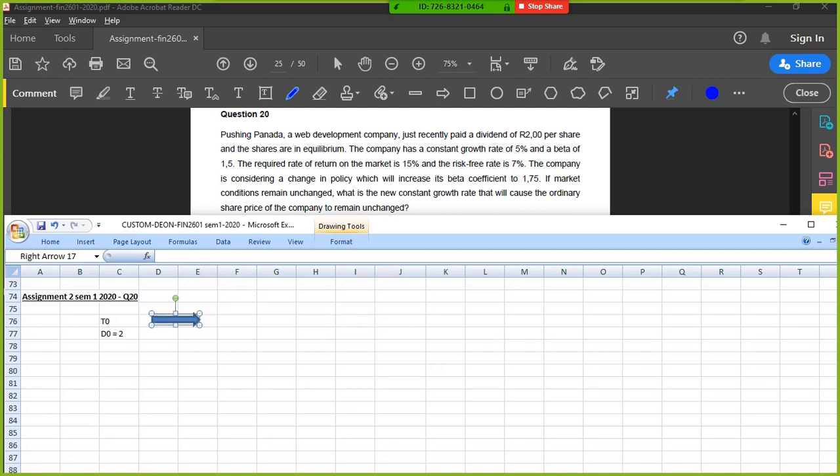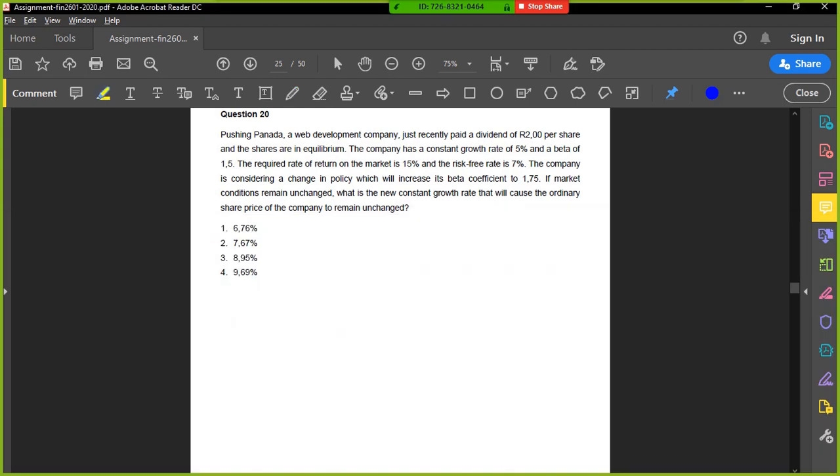It's a lot of question 16 that I see in here. Could be, but let's carry on. You've read it. The company has a constant growth rate of 5%. You saw that in the question. And a beta of 1.5. The required return on the market is 15% and the risk-free rate is 7%.